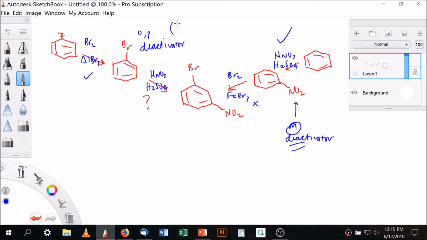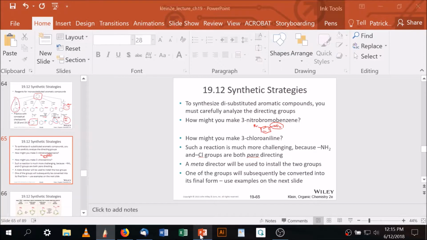Okay? Folks, if that's not familiar to you, go to page 899 and look at table, I think it's 19.1, and review that. Again, so much you can review when you're doing synthesis, and you should. All right, so you can see that there's some problems here. That's what this section is about. Section 19.12 is about working through these problems.